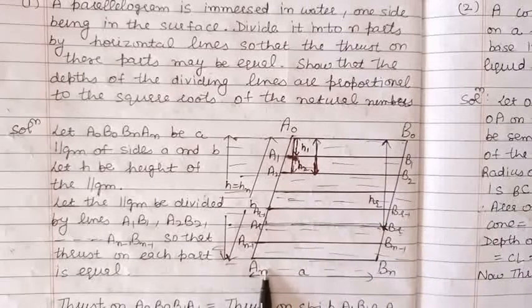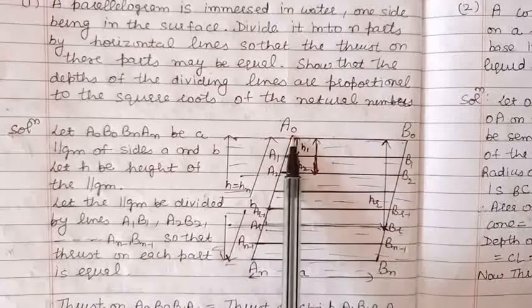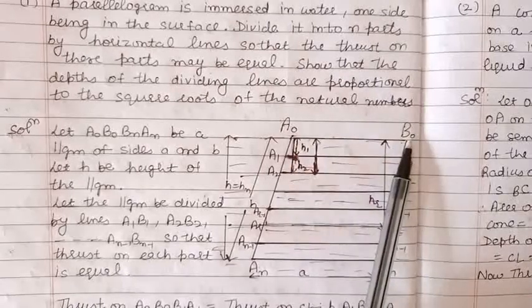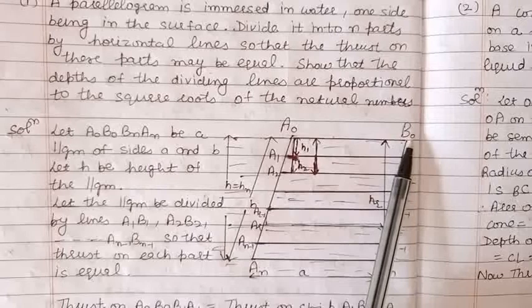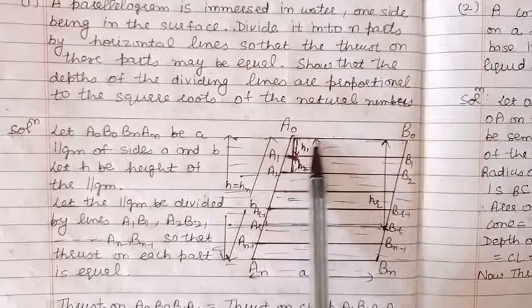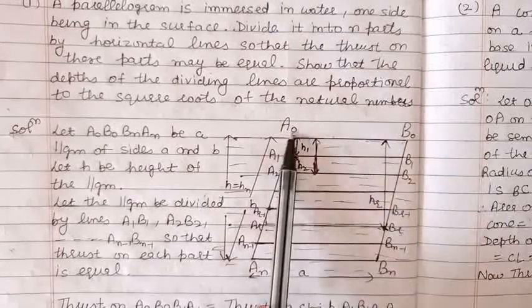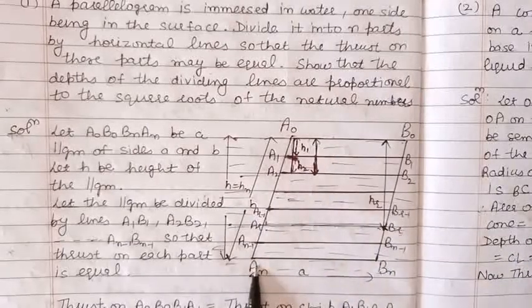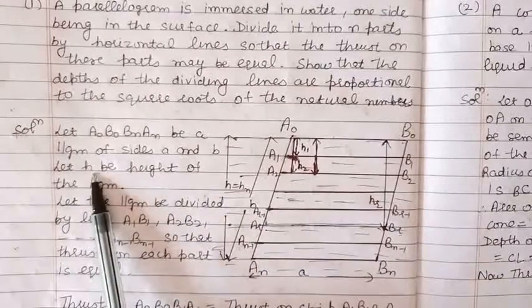This parallelogram is immersed in water. Density of water we have denoted by rho. One side of this parallelogram, A0, B0, is lying in the surface. Let us take the length of this side as A and the length of the side A0, An as B. Height of the parallelogram, let us denote by H.